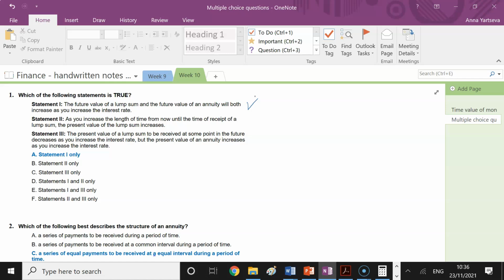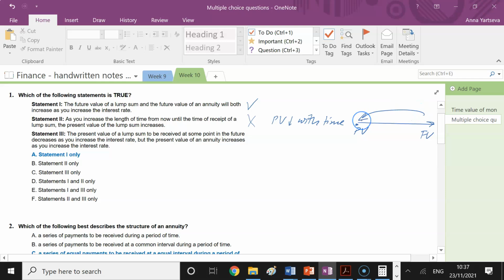As you increase the length of time from now until the time of receipt of a lump sum, the present value of the lump sum increases. No, the present value actually drops with time. The further in the future our payment is, the more we discount it, the higher the discount factor will be. The more the number of years, the more we will have to reduce the future value. If cash flows are appearing in the more distant future, they are less valuable for us because of the time value of money. So statement 2 is incorrect.